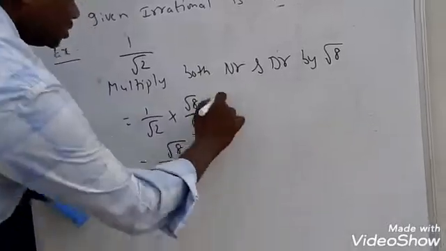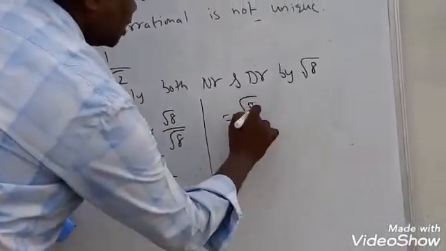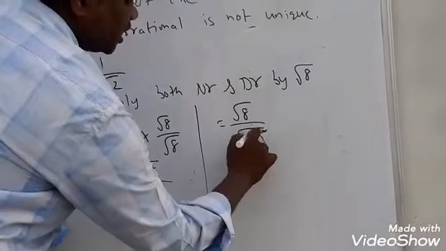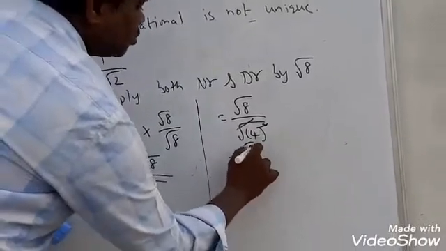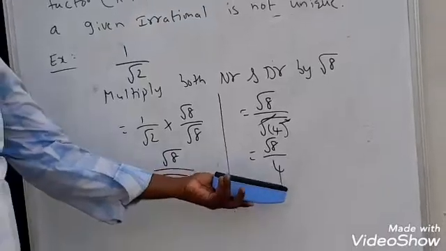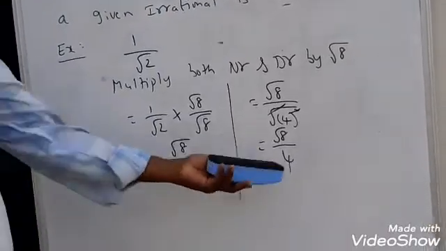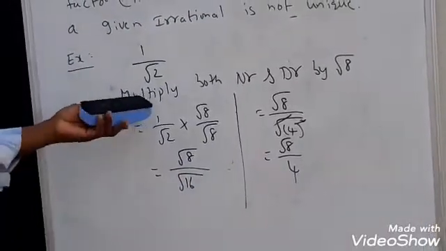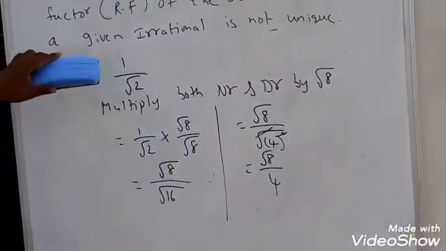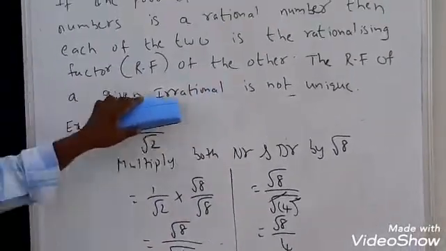That is equal to root 8 by root 16. What is the value of root 16? Root 4 whole square, you can write. The roots cancel, so root 8 by 4. Here also the denominator is converted into a rational number, but here I multiplied with root 8. So the rationalizing factor of the given irrational number is not unique.